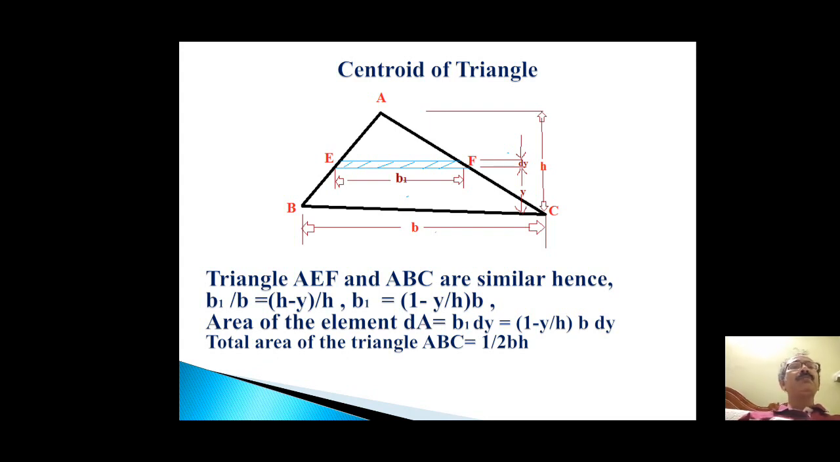Putting the value of b1, and y being the thickness dy, dA is (1 minus y by h) into b into dy. Now we know that the total area of the triangle ABC is nothing but half into base into height, that is half into b into h.